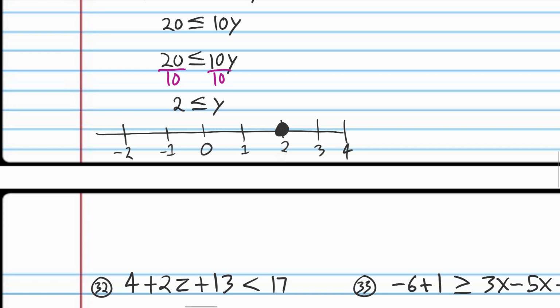So remember, the Pac-Man wants to eat the bigger numbers, so that means that y must be greater than. So y is the shaded region, so the shaded region must be greater than the dot. So you shade this region over here. So we have an algebraic solution, and we have the graphical solution.